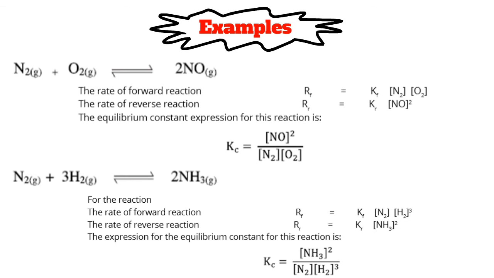The next example is the production of ammonia, which is formed from 1 mole of nitrogen and 3 moles of hydrogen. The rate of forward and reverse reaction for this chemical reaction are written in the same way, and the Kc is expressed as ammonia power 2 divided by nitrogen and hydrogen power 3.